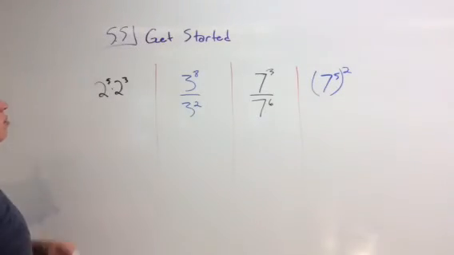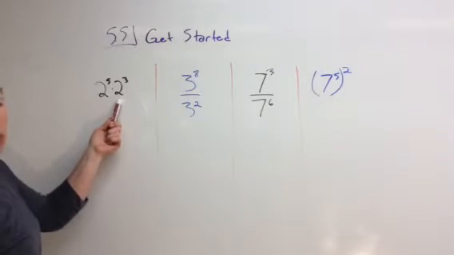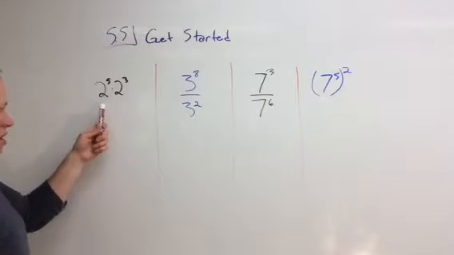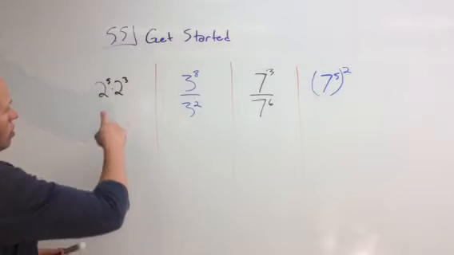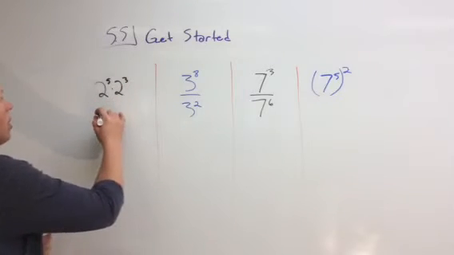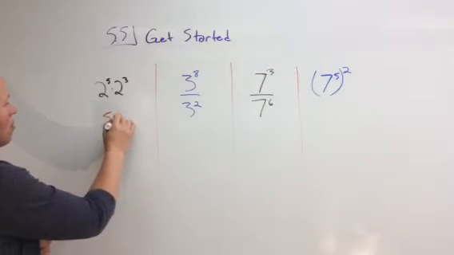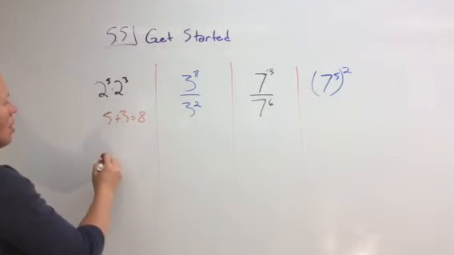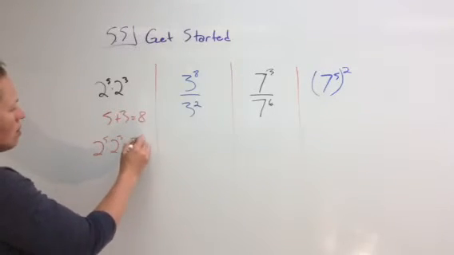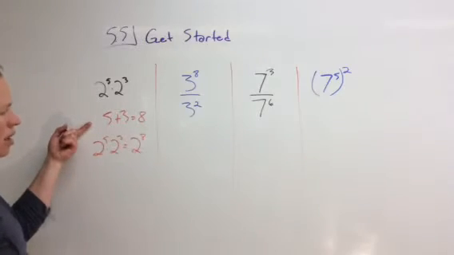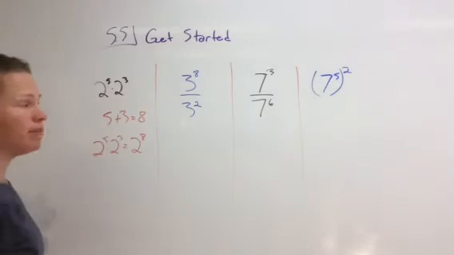So when we're multiplying, this is literally saying 2 times 2 times 2 times 2 times 2 times 2 times 2 times 2. Well, that's just 2 times 2, 8 times. So what we can do with these ones is just add. When you're multiplying, you just add the numbers. So 5 plus 3 gives us 8. That means that 2 to the power of 5 times 2 to the power of 3 equals 2 to the power of 8. We're just adding the exponents when you're multiplying. Bases have to be the same number.